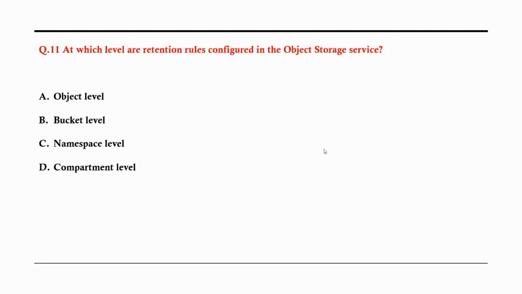Question 11. At which level are retention rules configured in the object storage service? Currently, it is available only at the bucket level. Hence, the answer is B.